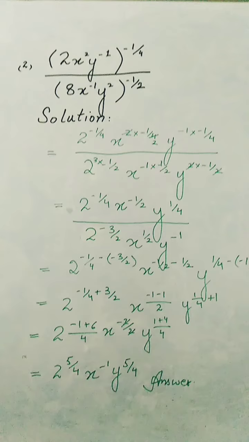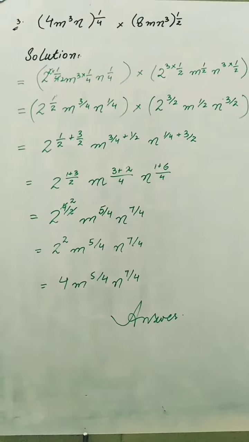Here we have taken the LCM in order to solve it. Now y becomes 1 over 4 plus 1. The LCM of this y will be taken in the next step. So here the expression can be reduced as 2 raised to the power minus 1 plus 6 over 4, x raised to the power minus 2 over 2, y raised to the power 1 plus 4 over 4. Now the answer is 2 raised to the power 5 over 4, x raised to the power minus 1, y raised to the power 5 over 4.